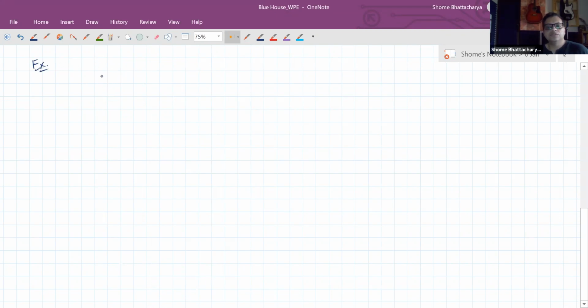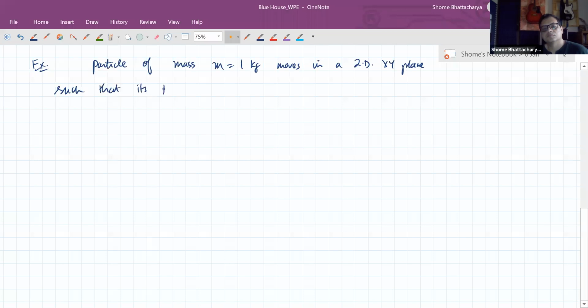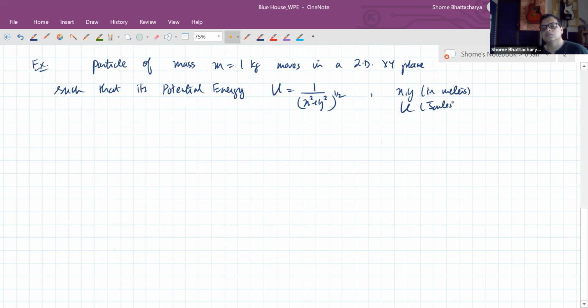Now supposing we have a situation where a particle is moving, and this is the formula for the potential energy of the particle, where x, y are in meters and u is in joules.